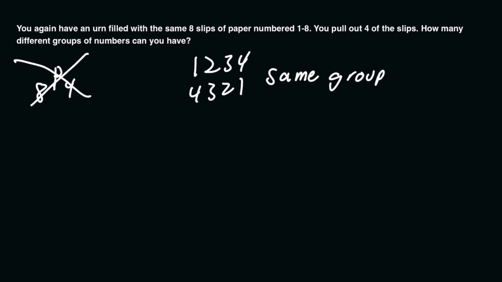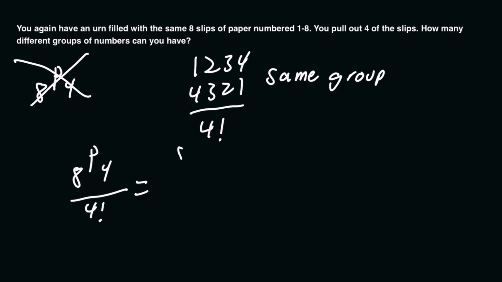But now the question is, how many times have we counted each of them? Looking at the case of 4, 3, 2, 1, we can see that we counted it 4 factorial ways, because that is the number of ways we could have ordered 1, 2, 3, and 4. This is the same for every group. So we must divide 8P4 by 4 factorial, because for each possible group, we've counted its 4 factorial different orderings, and to fix that, we must divide by 4 factorial.